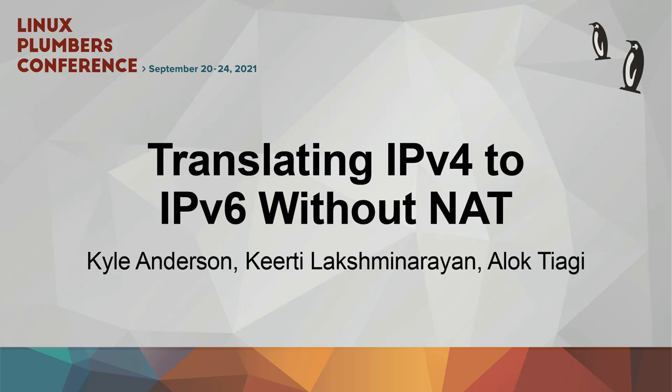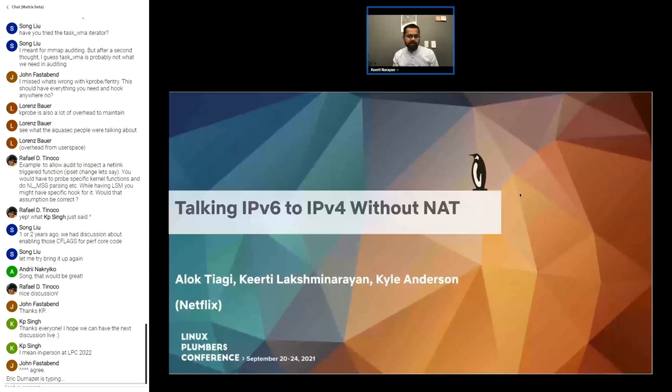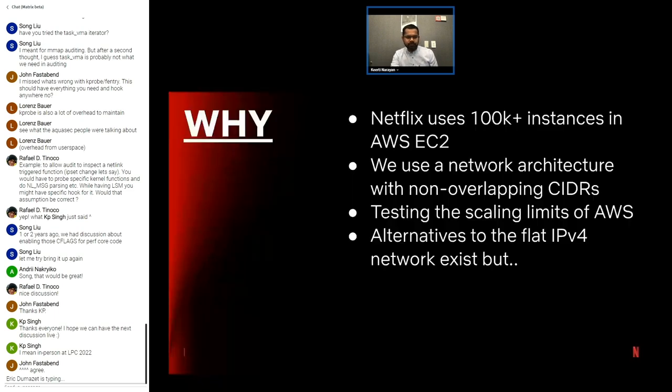All right, so Kyle, Alok, and I are going to present this. The topic of today is how we have a transition mechanism while moving over our enterprise to IPv6. And we are doing that without using any NATing device. So how do we do that? So let's establish why we need to do this.